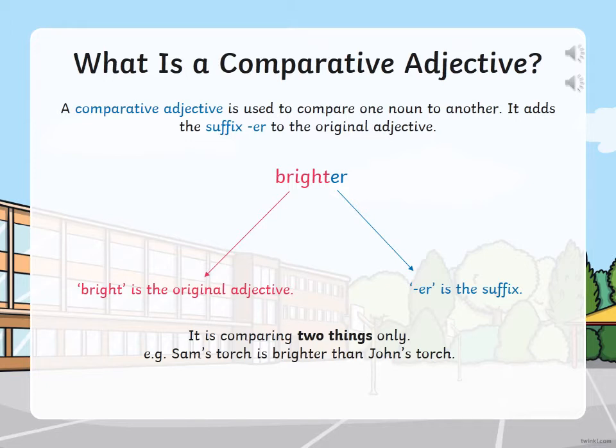If my adjective is one syllable and does not end in a y, like the example you can see, bright, it's one syllable, I add er to create a comparative adjective. If you look at the example, it says, Sam's torch is brighter than John's torch. Here we are comparing between two nouns, Sam's torch and John's torch.